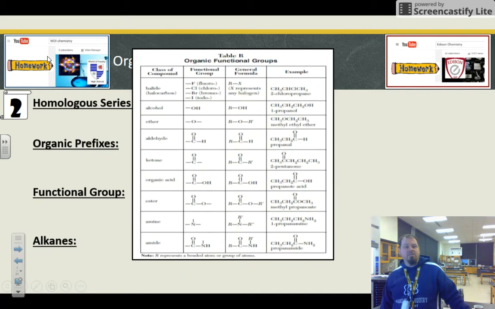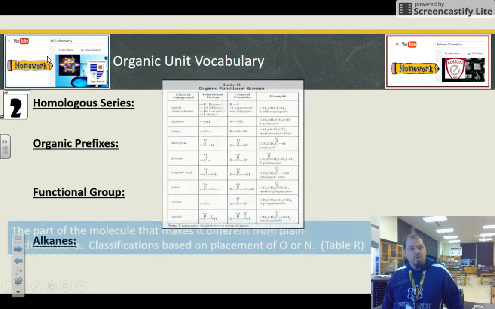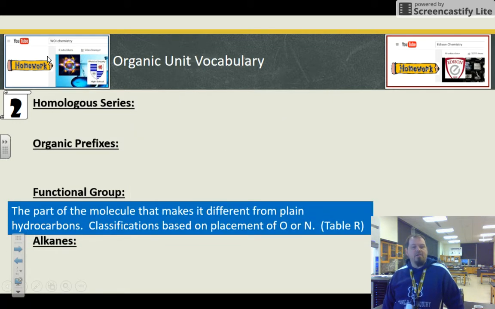The next one is table R, organic functional groups. These are the things that make us different than just a hydrocarbon. So I don't have just hydrogen and carbon. I have something else, generally oxygen or nitrogen or a halide. The part of the molecule that makes it different from plain hydrocarbons. This classification is based on the placement of the O or the N, table R. And it could be a bromine or a fluorine also. It's not limited to O or N, just a lot of them have those.